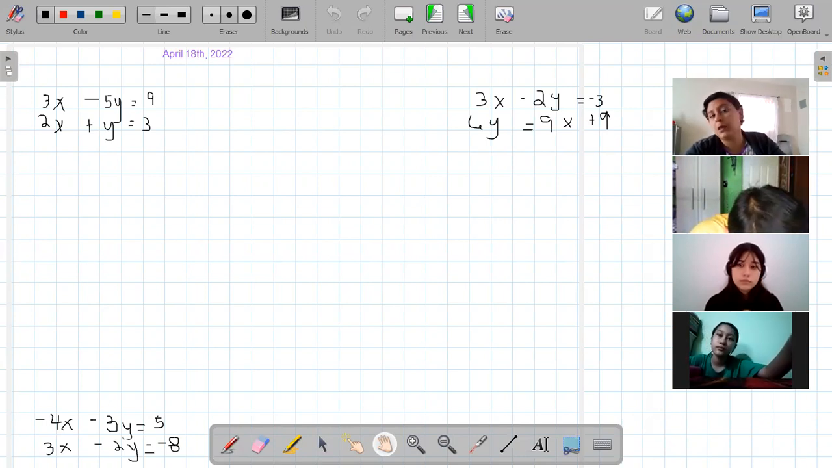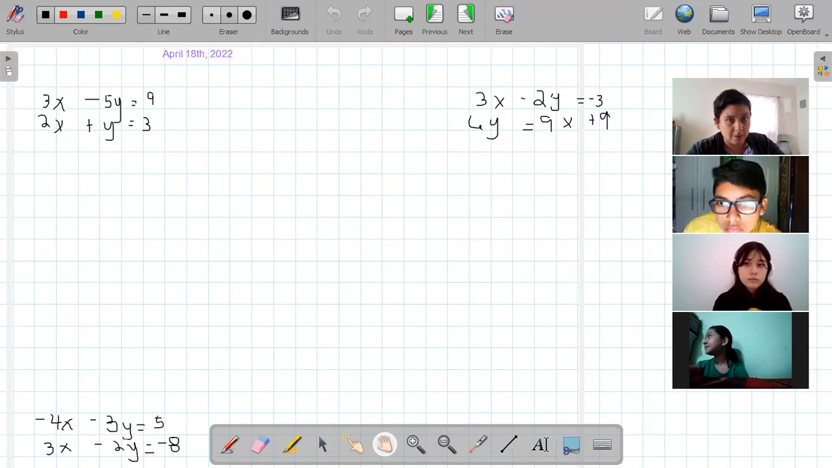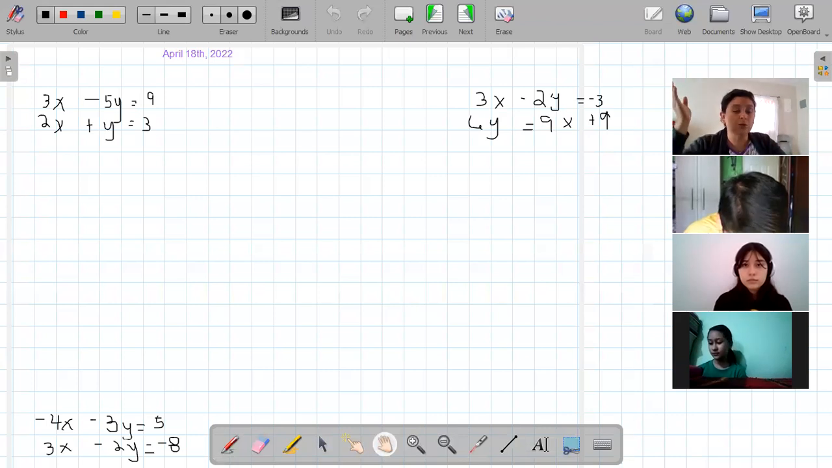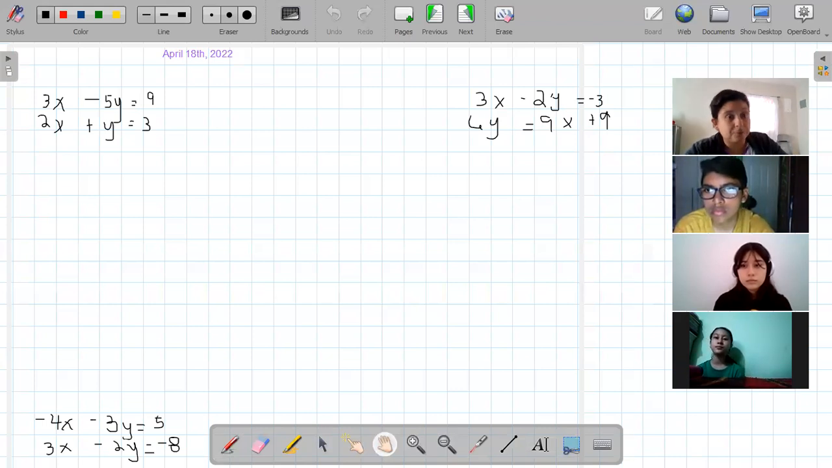And the other thing that we need to have in this case is one of the variables with exactly the same coefficient, but with different signs. It doesn't matter what variable, but they have to have exactly the same coefficient, but with different signs. Why? Because we want to cancel them out. We want to eliminate one of those variables in order to have a one-step equation.